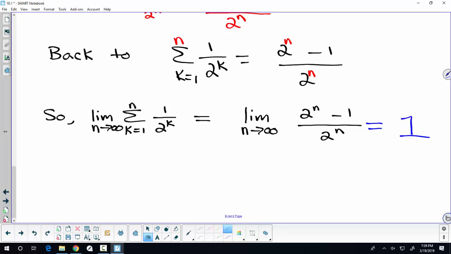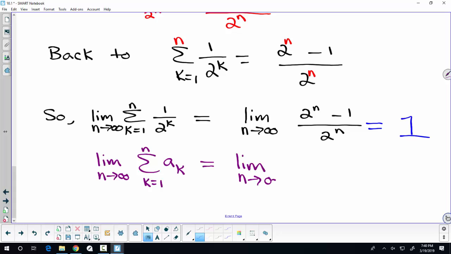So if I add 1/2 plus a 4th plus an 8th, ad infinitum, that will converge to 1. But here, this thing is worth remembering in general. If I'm asking a question about whether or not an infinite sum converges or not, it's equivalent to the process we just did.